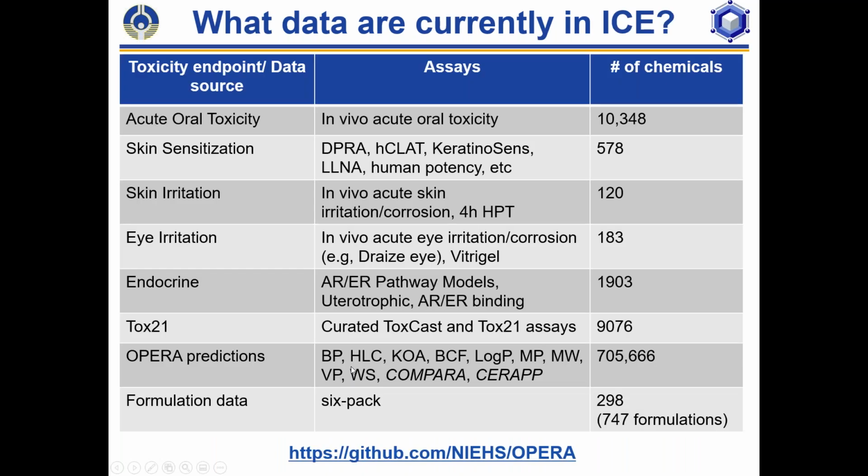Currently in ICE, we have data on a list of regulatory endpoints, including all the different six-pack data. The number of chemicals is approximate. Again, our data is being updated. A couple things I want to highlight is that we will be having additional OPERA predictions for CoMPARA and CERAPP, which are consensus models for the androgen receptor and the estrogen receptor. And you can find some details on OPERA predictions by going to the GitHub URL down at the bottom.